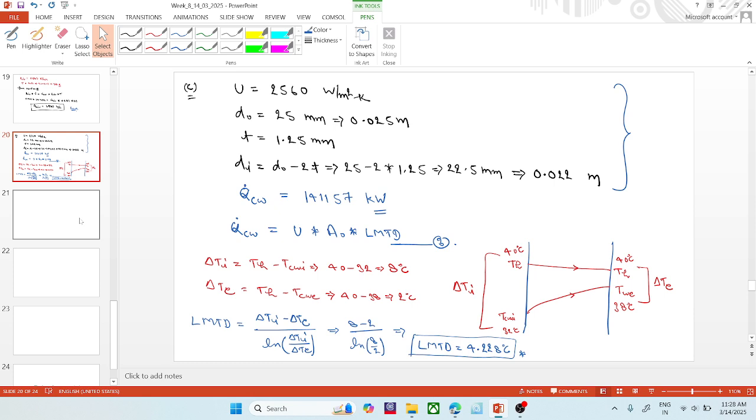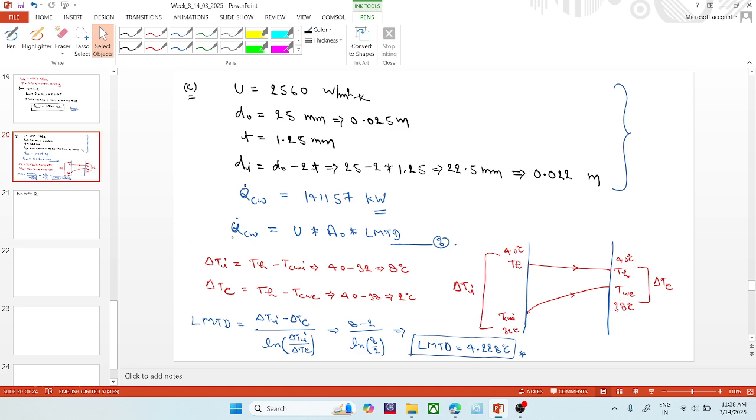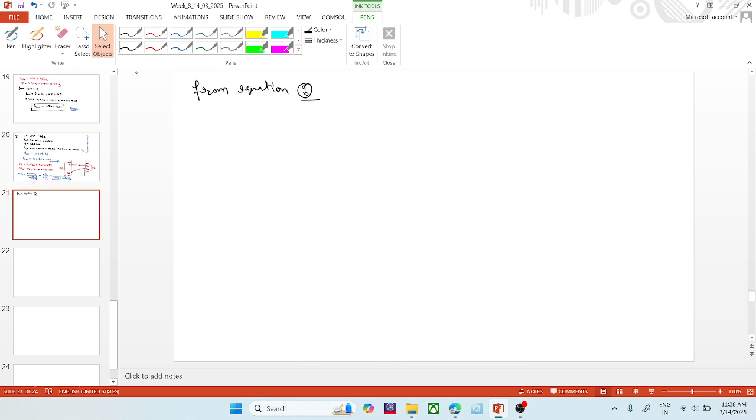So now from equation 3, we are having this Q dot CW is equal to U A LMTD.